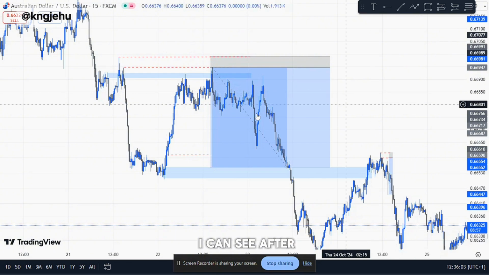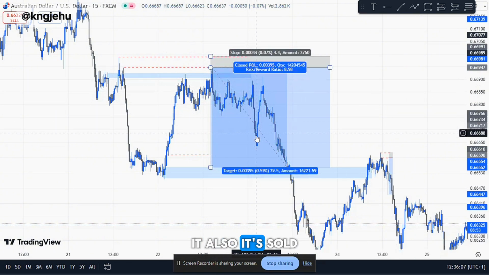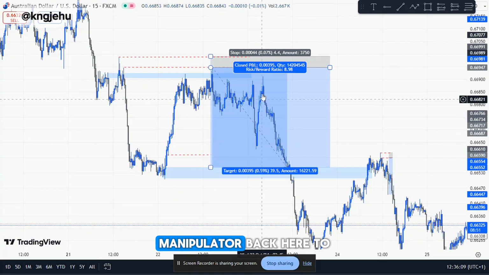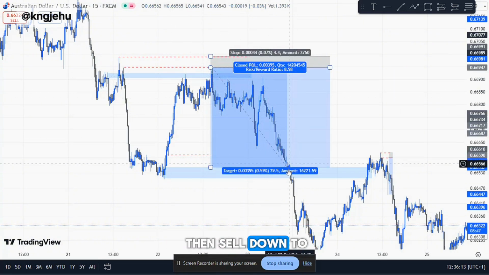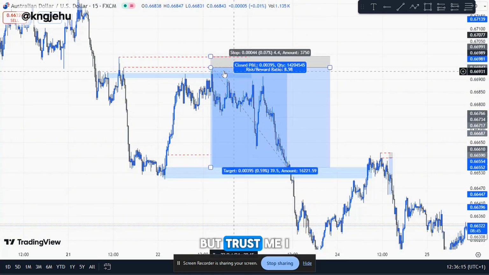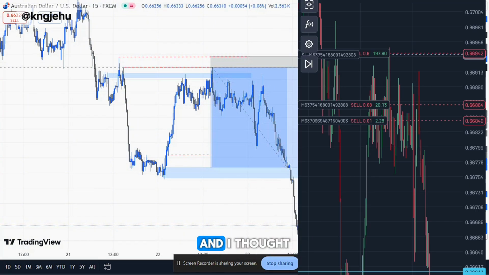That's what price did, and you can see after price took off from this point, it sold off to here, manipulated back here to take out people's stop losses, and then sold down to hit take profit. But trust me, I entered from above here, so all these manipulations couldn't affect me, and you can see that also on your screen when I took the trade.